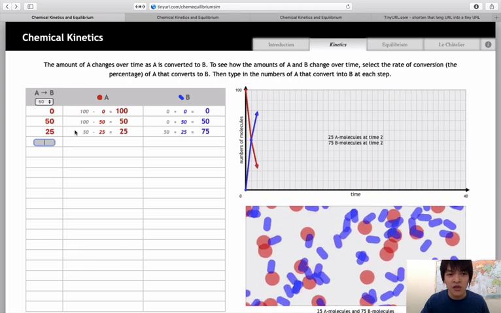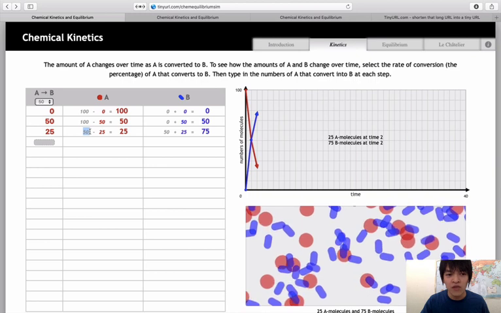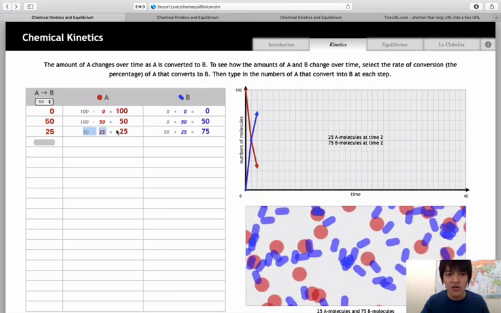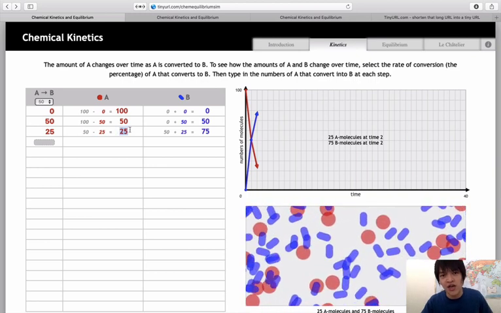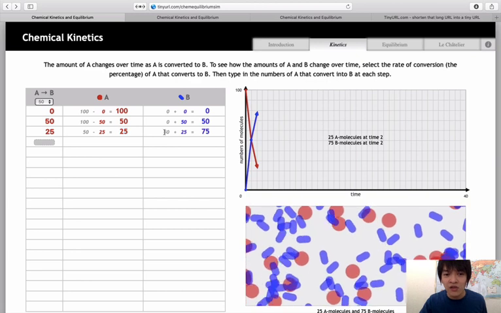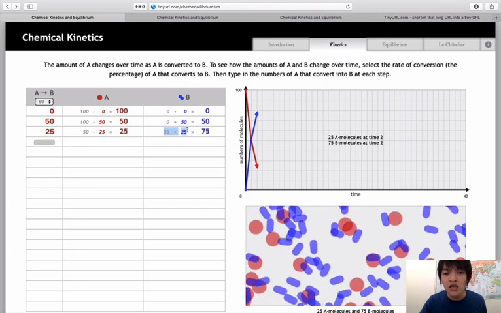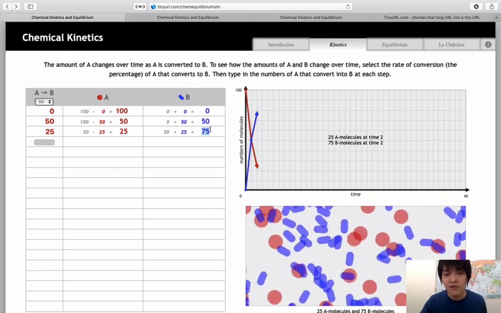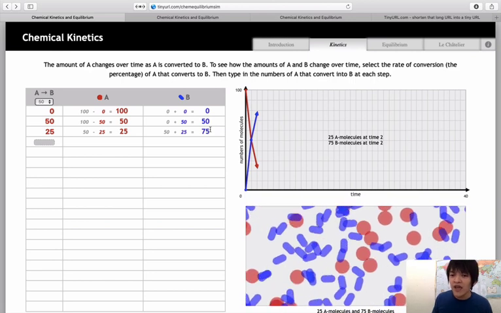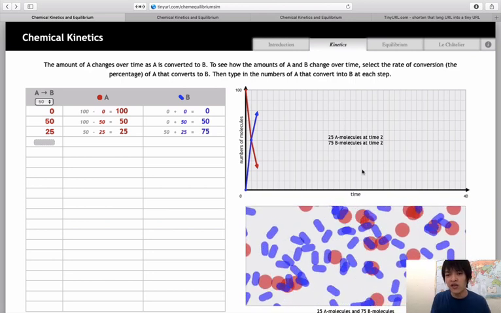And what's going to happen is if 25 of them convert to product, then there's going to be 25 left of molecule A. And if there's now 25 more product, 50 plus 25 is 75. All right. On the right-hand side, you may have noticed that there is a line graph.